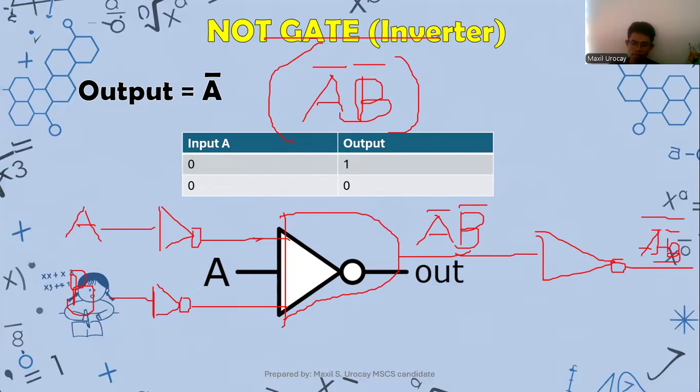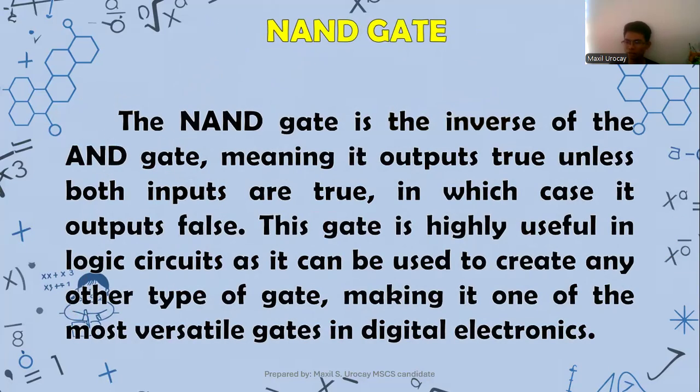Now, let's move on to the NAND gate. The NAND gate is the inverse of the AND gate, meaning it outputs true unless both inputs are true, in which case it outputs false. This gate is highly useful in logic circuits as it can be used to create any other type of gate, making it one of the most versatile gates in digital electronics.